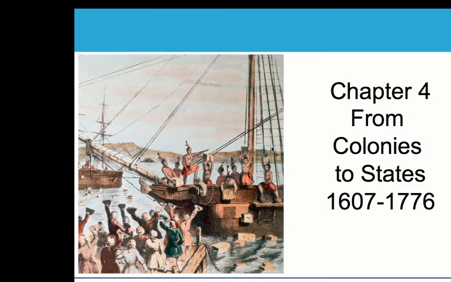This week you are reading Chapter 4, From Colonies to States, 1607 to 1776. This chapter examines the growing colonies and the British government's conflictual relationship with the French and their own colonists.